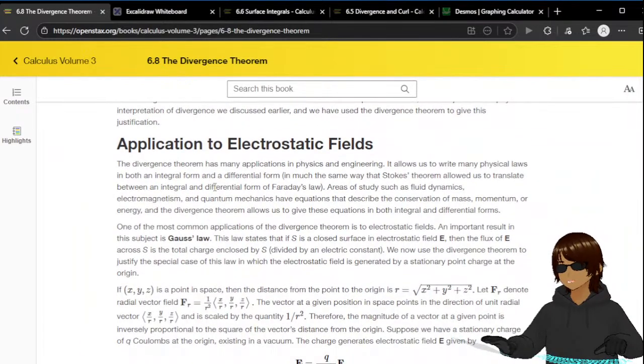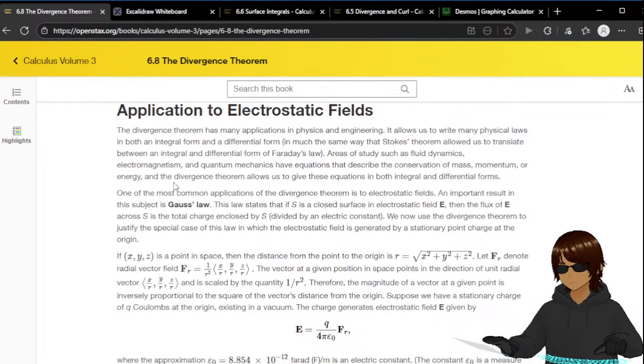The divergence theorem has many applications in physics and engineering. It allows us to write many physical laws in both an integral form and a differential form. Areas of study such as fluid dynamics, electromagnetism, and quantum mechanics have equations that describe the conservation of mass, momentum, or energy. And the divergence theorem allows us to give these equations in both integral and differential forms. One of the most common applications of the divergence theorem is to electrostatic fields.